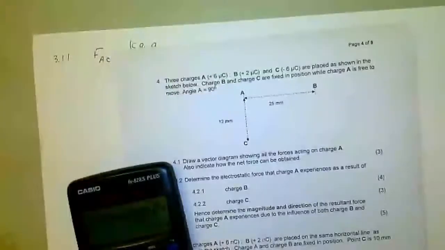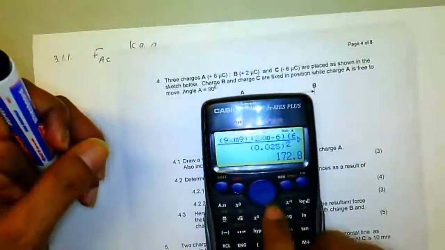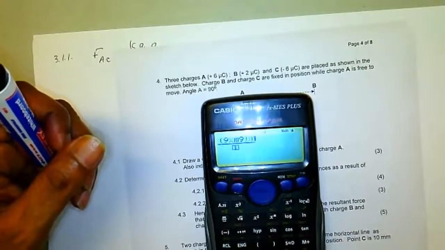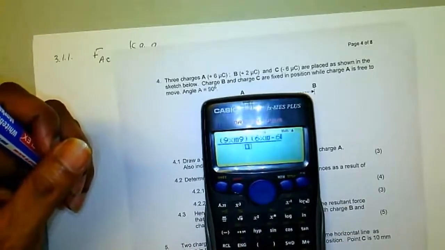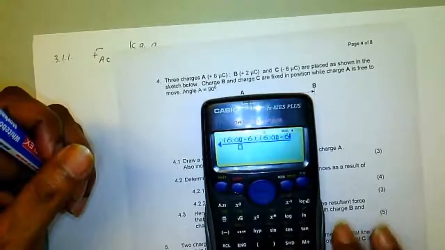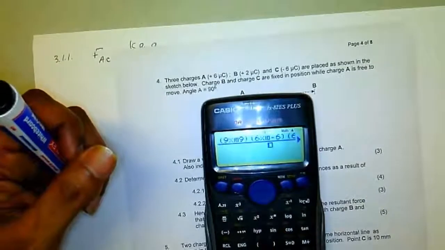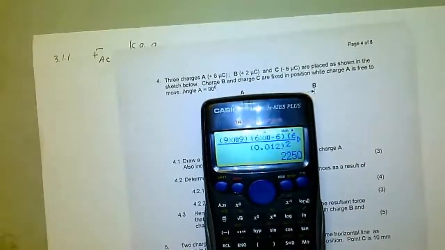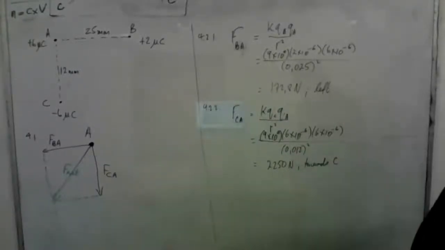Right, so let's work that out. Fraction button, 9 times 10 to the 9, open bracket, 6 times 10 to the minus 6, close bracket, open bracket, 6 times 10 to the minus 6, close bracket, divided by, open bracket, 0.012, close bracket, squared, equal. 2,250 Newtons, and that's towards C. Right, so 2,250 Newtons towards C.